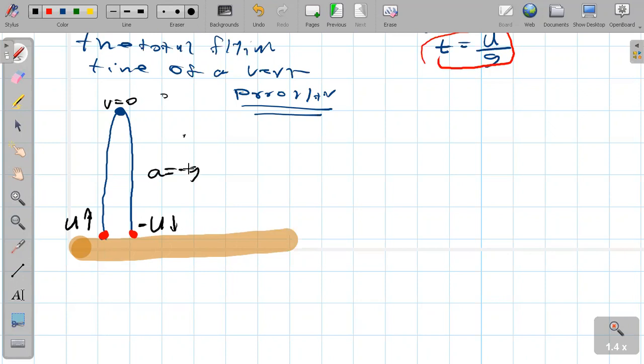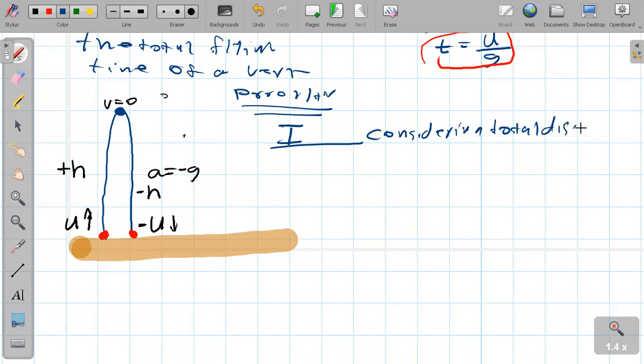Right? So as I told you, there are two ways. And what about this height? It's the positive height when going up. When it comes down, it's negative height. The way number one, method number one, considering the total displacement.